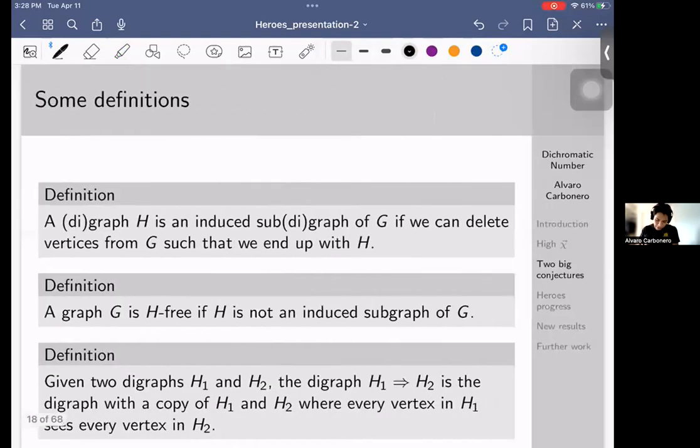And lastly, just to make our lives a little simpler with notation, we're going to define H1 arrow H2 as simply the digraph where we get a copy of H1, a copy of H2, and we put all of the edges looking in the same direction, so from H1 to H2. And with this, we have what we need.